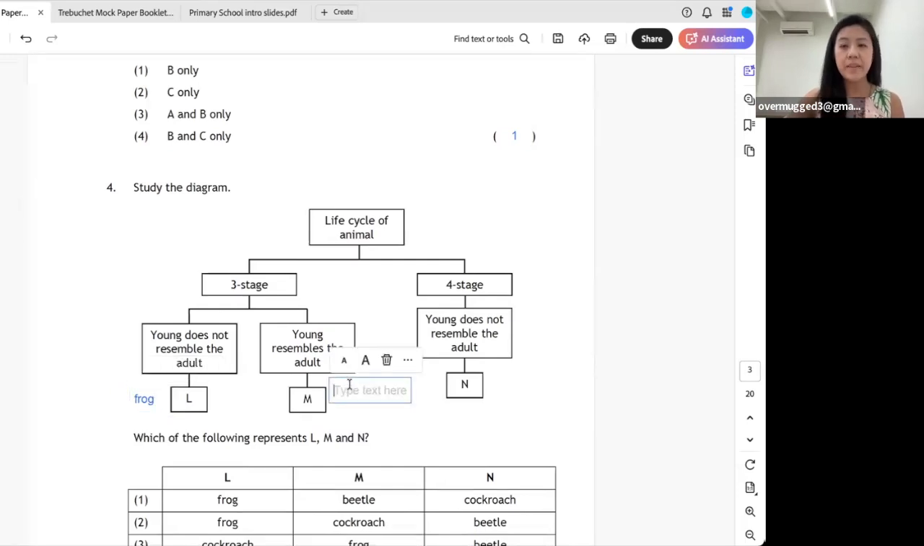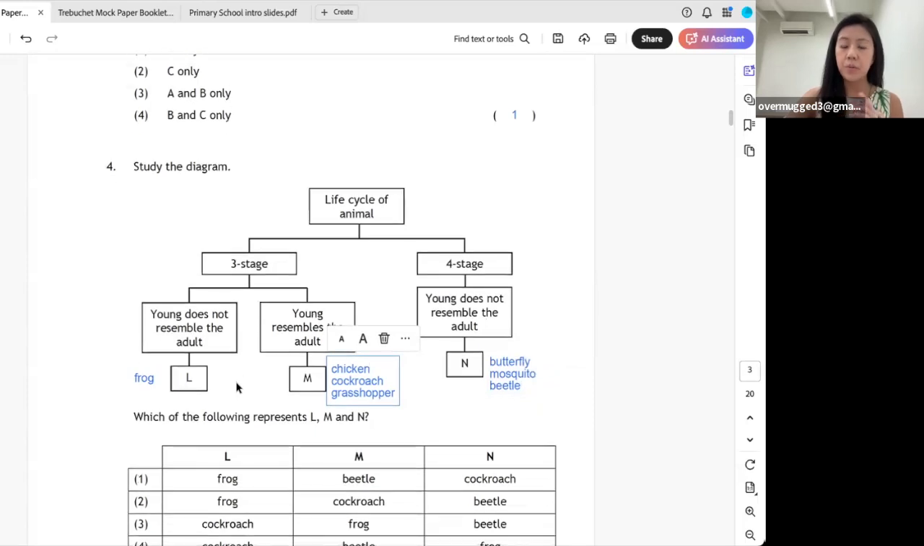Now, for 3 stage life cycle where the young resembles the adult, we have a bit more examples. For this, we have chicken, we have cockroach, we have grasshopper. Okay, so it's good to annotate these things down, and then it's clearer for you when you are looking at the classification table below. Okay, so the last one where you have a 4 stage life cycle, all these would be insects that you have learned. Example, butterfly, mosquito, and beetle. Okay, I'm sure most, if not all of you, have had the experience of bringing home mealworm beetles to keep and to observe the life cycles closely. All right. So these are the general life cycles that you have learned in primary 3 or 4.